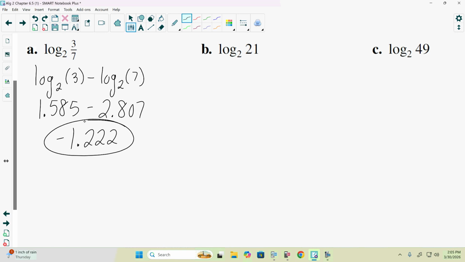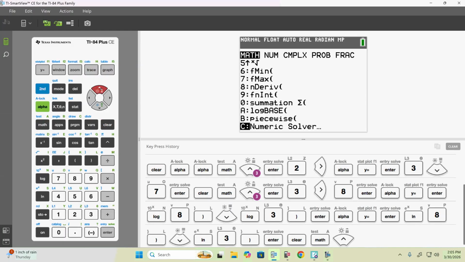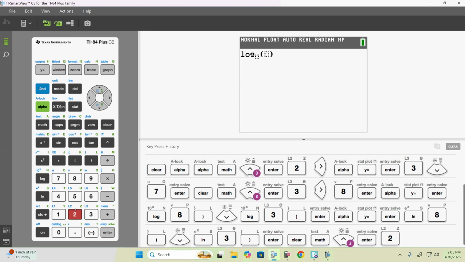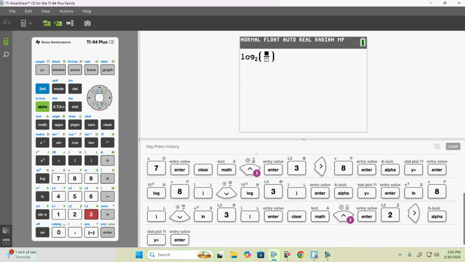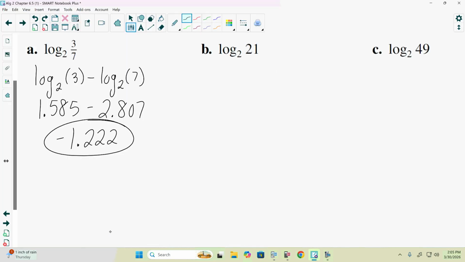Which is negative 1.222. Questions on this here? Because again, this gives us a way to evaluate these without actually having to calculate the log itself. Questions on this here, guys?